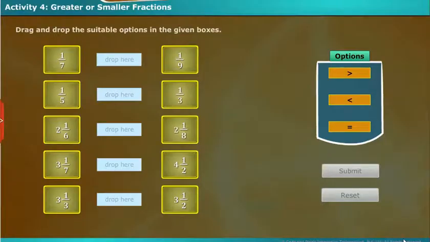Let us perform an activity on identifying the greater or smaller fractions. Drag and drop the suitable options in the given boxes.